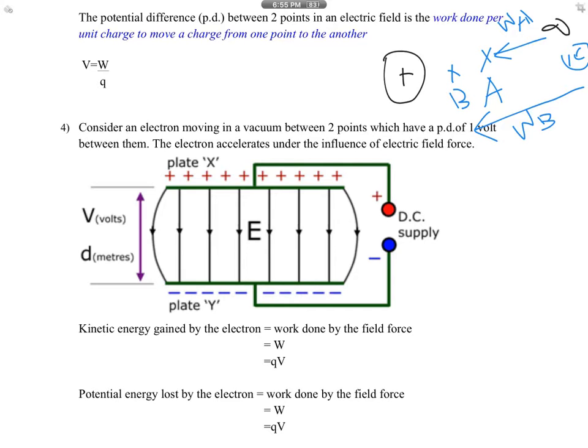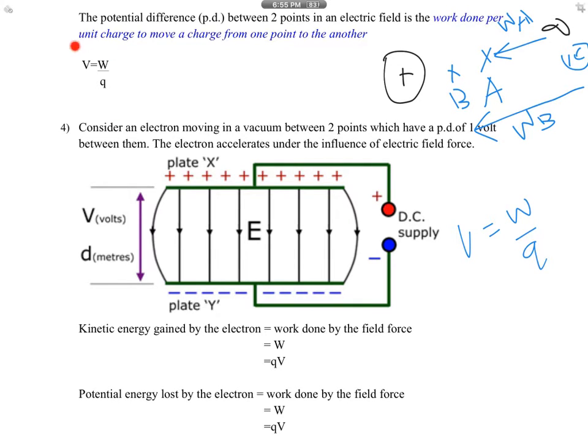So what's the difference here? Your formula is V equals W over Q, but your formula for potential is also W over Q. So what is the difference between potential difference and potential? The difference is in the W. In potential difference, this W represents work done from one point to another. In potential, this W represents work done from infinity to a point. So potential is for a single point. Potential difference is for the difference between 2 points.